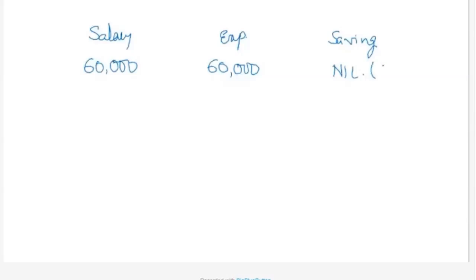Now dear student, will I have some problem anytime in life? Yes, it will come. Suppose hospital expenses or my child's education or child's marriage, I'll have a problem. So what should I do? If I'm earning 60,000, some amount I should keep aside as saving. I should not spend 60,000.